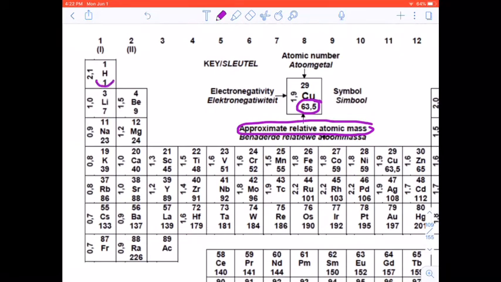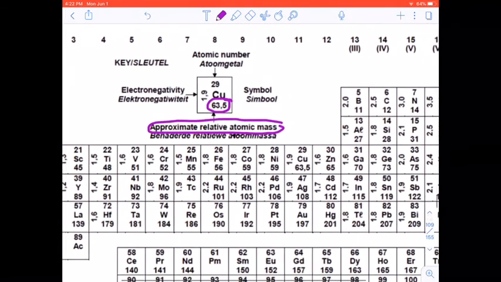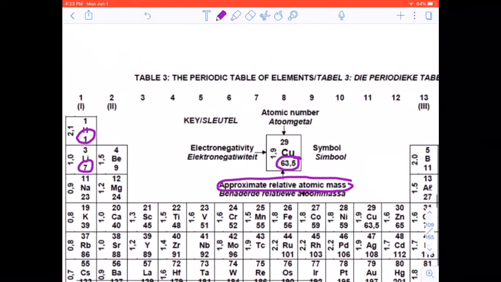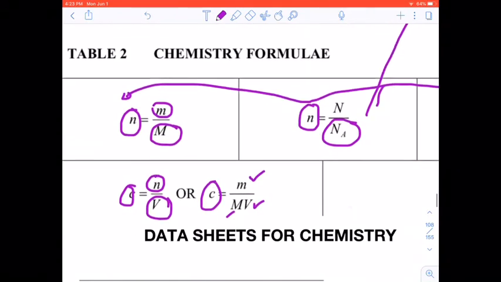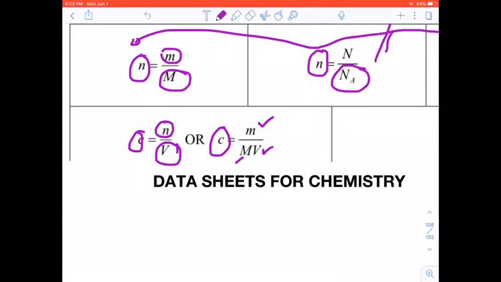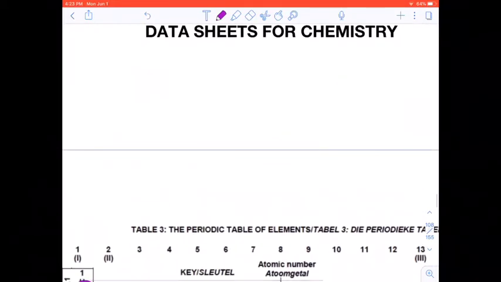You can see hydrogen is 1, lithium is 7. Normally hydrogen can be given to 4 decimal places, like it could be 1.0001, but we are not interested in that degree of accuracy. So most of these relative atomic masses are written as whole numbers. Right. And you also need to know, in these formulas, what each symbol stands for, right? And in what context you can use it. Okay.